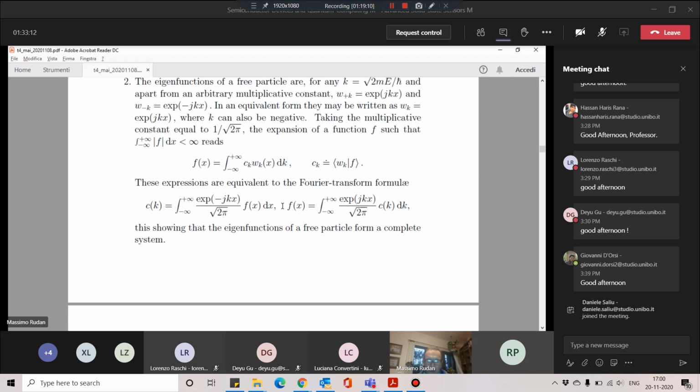Conclusion, we can use the exponential of j kx to represent a function. So this exponential is also a set of complete functions. In this case, the index is not an integer index anymore. The index is continuous and it is k. And you remember k depends on E, that is the energy, and is also continuous, okay?